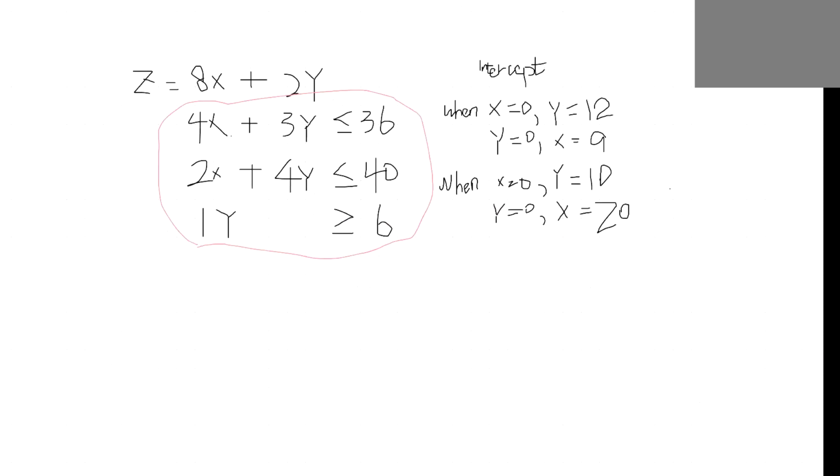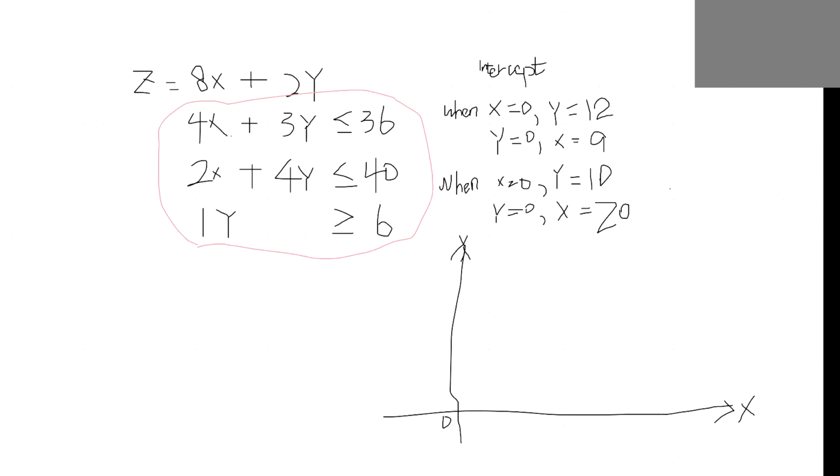So let's now draw. Can't quite hear you. Can you repeat what you said? Okay. So look at it, 1y is greater than or equal to 6. That means regardless of x values, y has to be 6 or greater. You see that? Can you hear me? Yes. Okay.